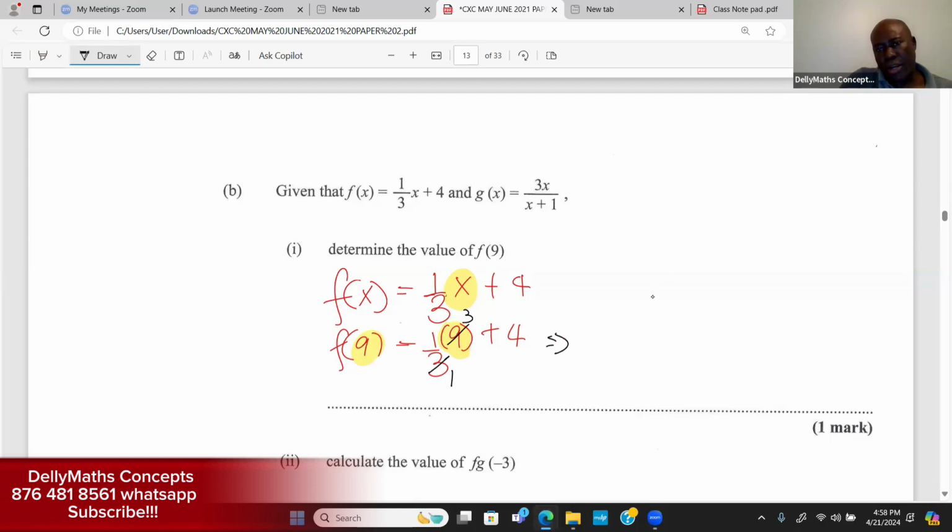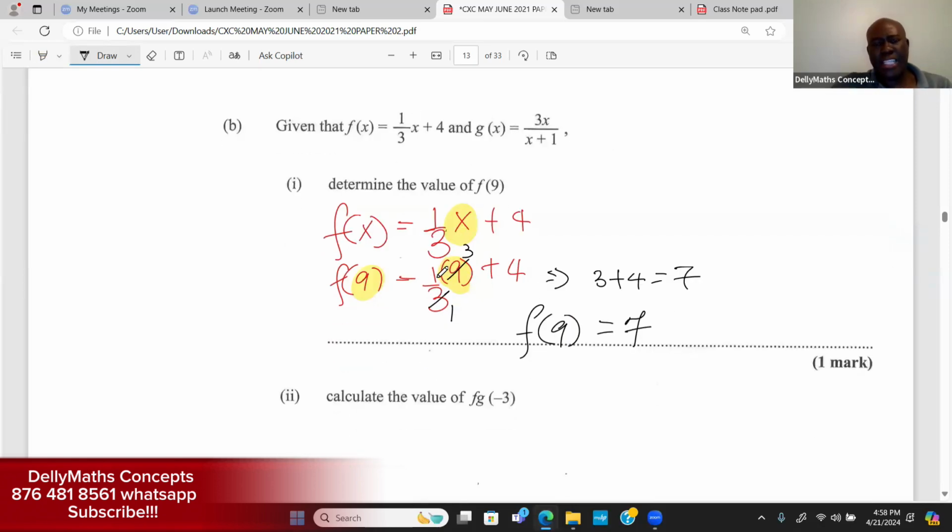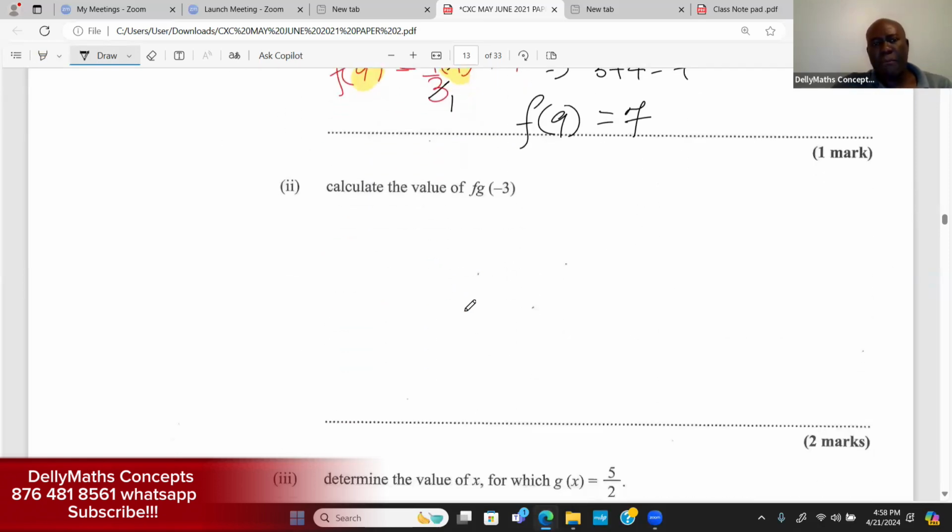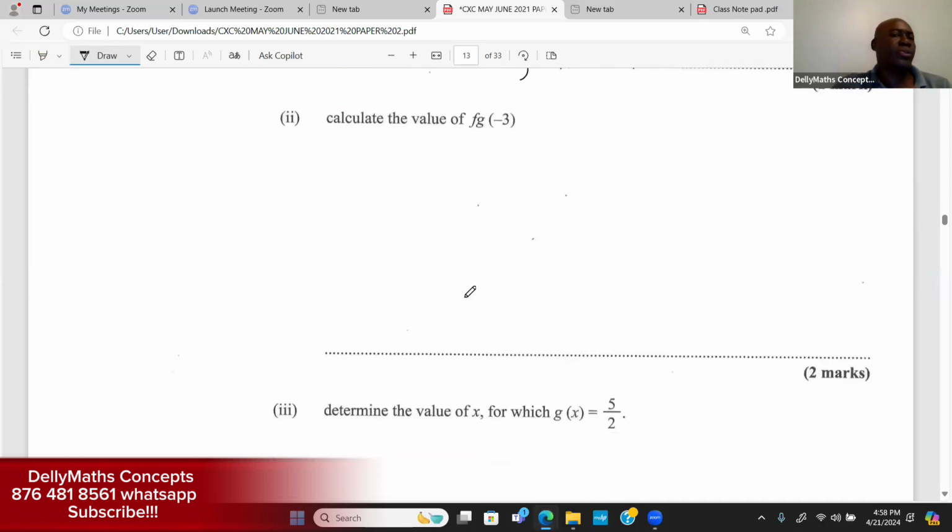So technically what we're looking at here is 3 plus 4, which is 7. The conclusion is that f of 9 is equal to 7. And there it is. f of 9 is equal to 7. It's not a big deal. All right. Now we want to calculate the value of f of g of -3.